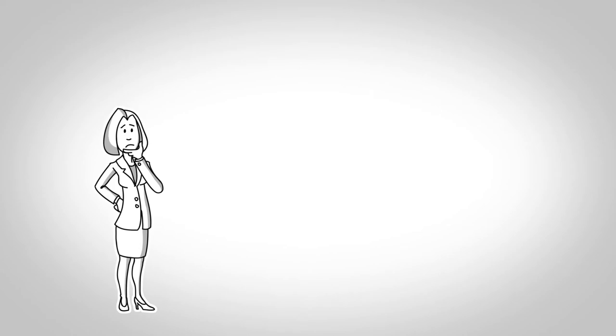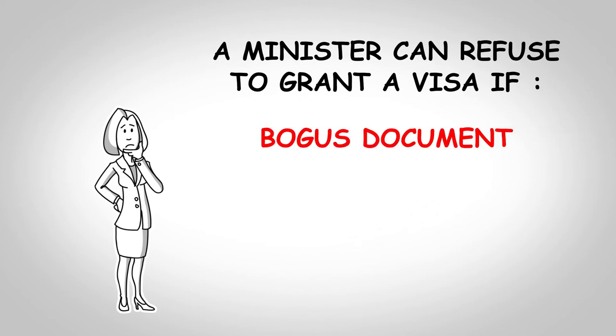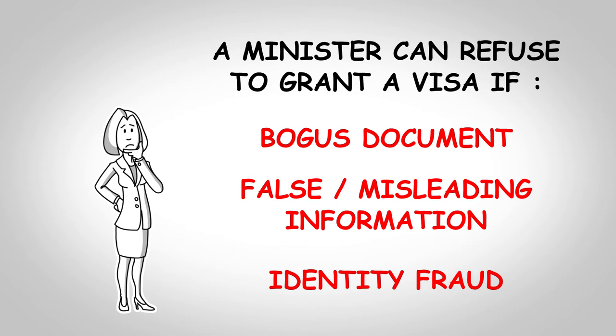Public interest criteria 4020 gives the authority to the minister to refuse to grant a visa if the applicant provides a bogus document or information that is false or misleading in relation to their application, or if the minister is not satisfied of an applicant's identity.